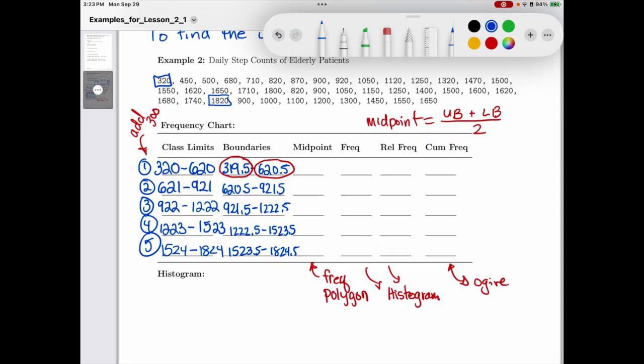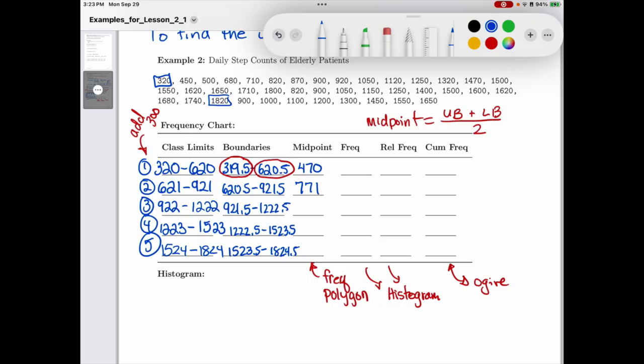All right, so now taking 319.5 plus 620.5, if I add those together and divide by 2, that gives me 470. So that is the midpoint between 319.5 and 620.5. Now, to find the midpoint for the second class, I'm going to take 620.5 plus 921.5 and divide by 2. That's going to give me 771.